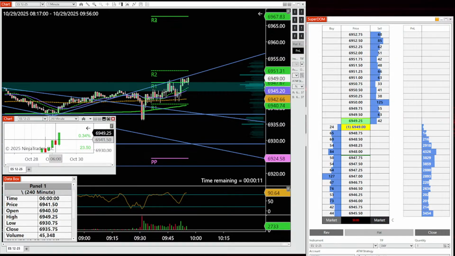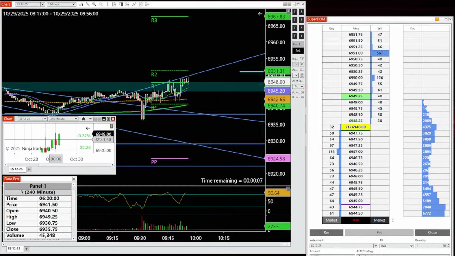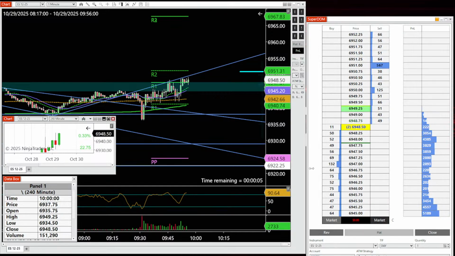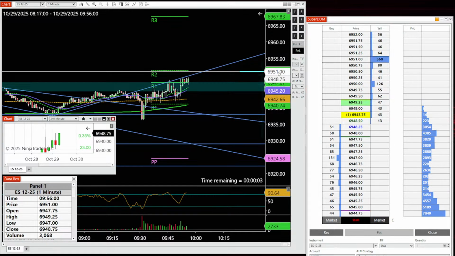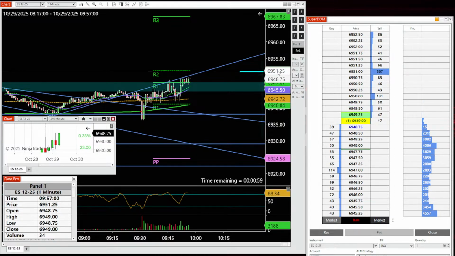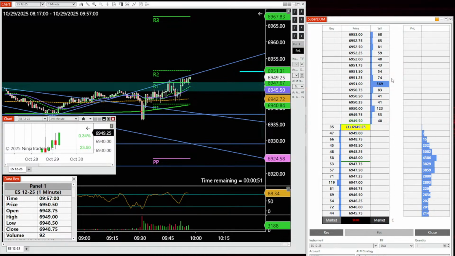And this is 49 and a quarter. We touched it, didn't break it. We've got some orders sitting up here at R2 at 51. 51.25, which is the resistance level. We've got 500, 566, 69, 75 sitting up here at 51.